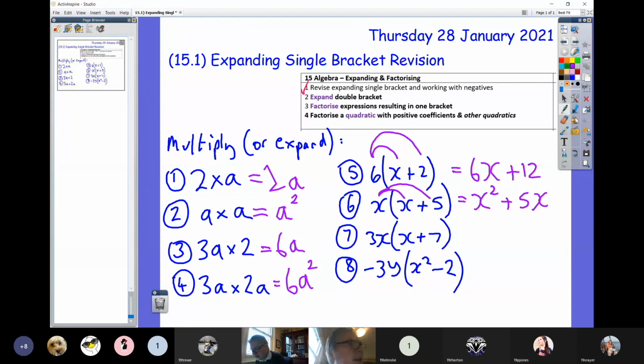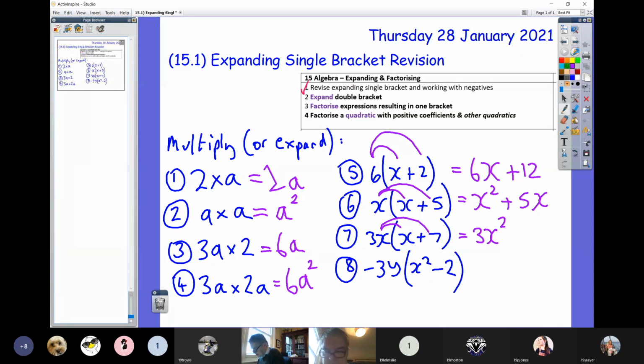Okay, so 7 and 8, a little bit trickier, but exactly the same process. So first of all, you're going to do 3x times x, and then secondly, 3x times the plus 7. So 3x times x, that's 3 times x times x. Now x times x is x squared, so that's 3 lots of x squared. And then secondly, 3x times plus 7. Well, 3 times 7 is 21, so that's plus 21x.